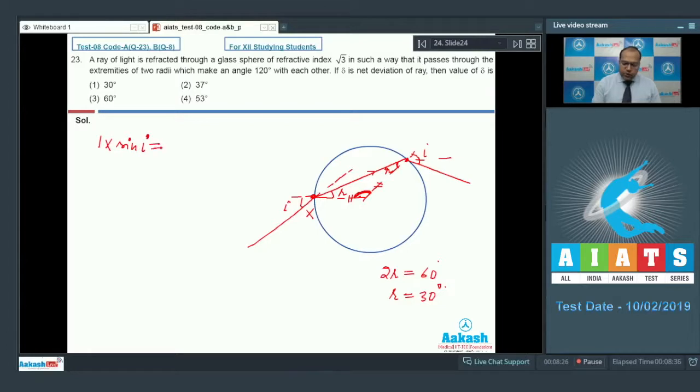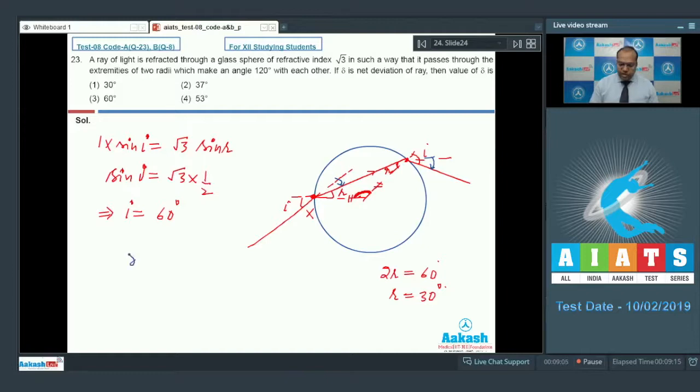is equal to mu, that is √3 into sin r. So sin i is equal to root 3 into sin r, which is 1 by 2. So from here the value of i comes out to be 60 degree. Now the deviation of ray at this point is i minus r, and the deviation of ray at this point is further i minus r.